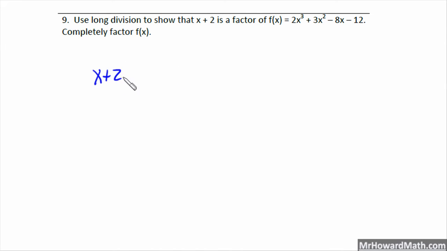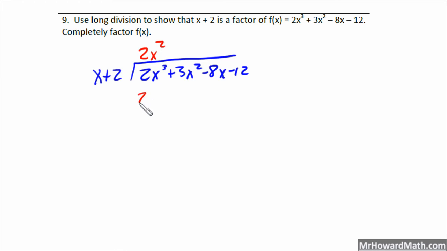So x plus 2 and 2x cubed plus 3x squared minus 8x minus 12. So what times x gives me 2x cubed? That would be a 2x squared here. So I'll multiply that. 2x squared times x is 2x cubed. Then 2x squared times 2 is plus 4x squared. With long division, we always subtract, so these will cancel. That's what I wanted. That flips to a subtraction.